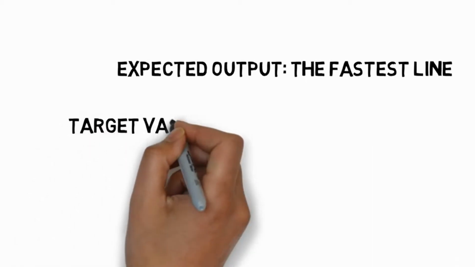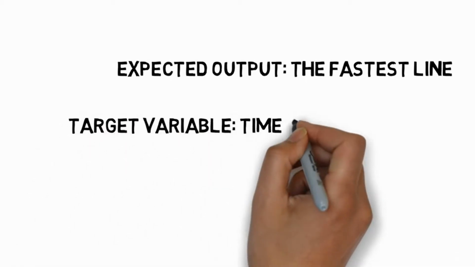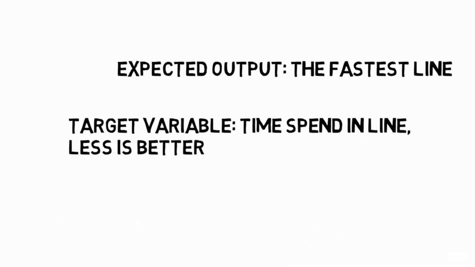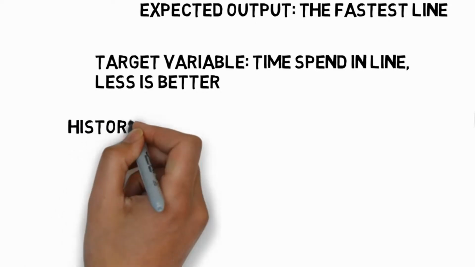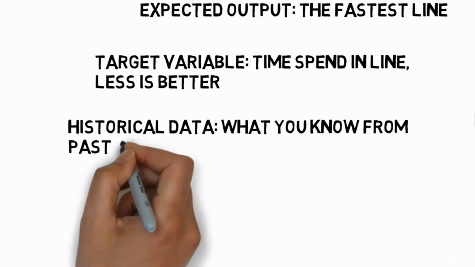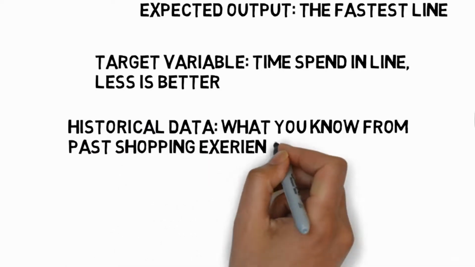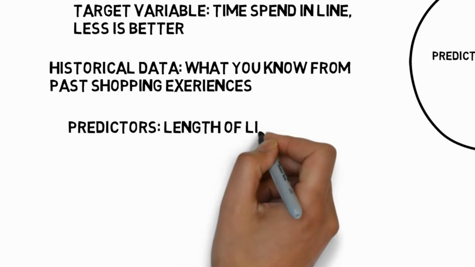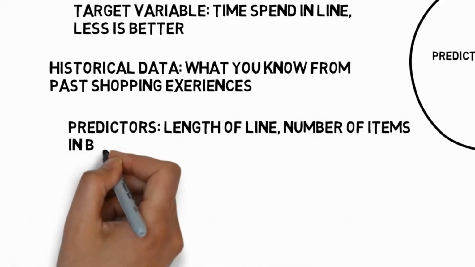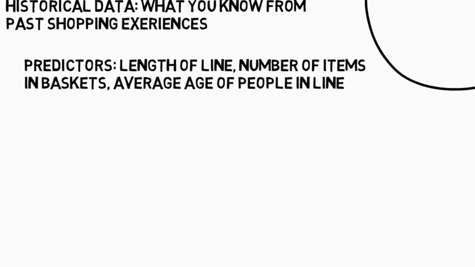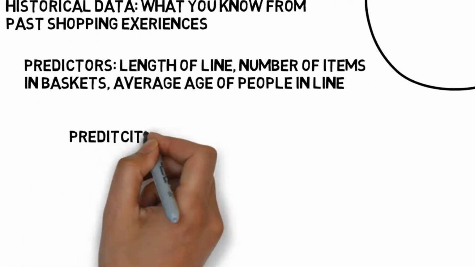The expected output. What's the fastest line? That's the one you need to pick. Target variable. The time spent in the line. The less, the better. What's the fastest way to leave the shop and go home? Historical data. Your past experience from previous shopping sessions. Predictors or features. The length of time, the number of items in the basket, the average age of the people in line. The predictive model. The one that your smart brain picks.